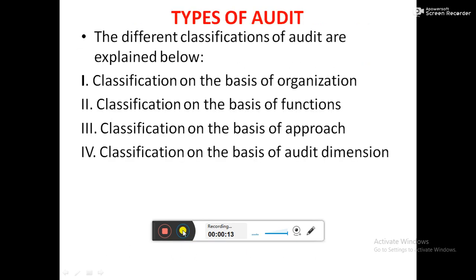Audit is broadly classified into four different types. First one is classification on the basis of organization. Second one, classification on the basis of functions. Third one, classification on the basis of approach. And the fourth one is classification on the basis of audit dimension. So now we will discuss in detail one by one.